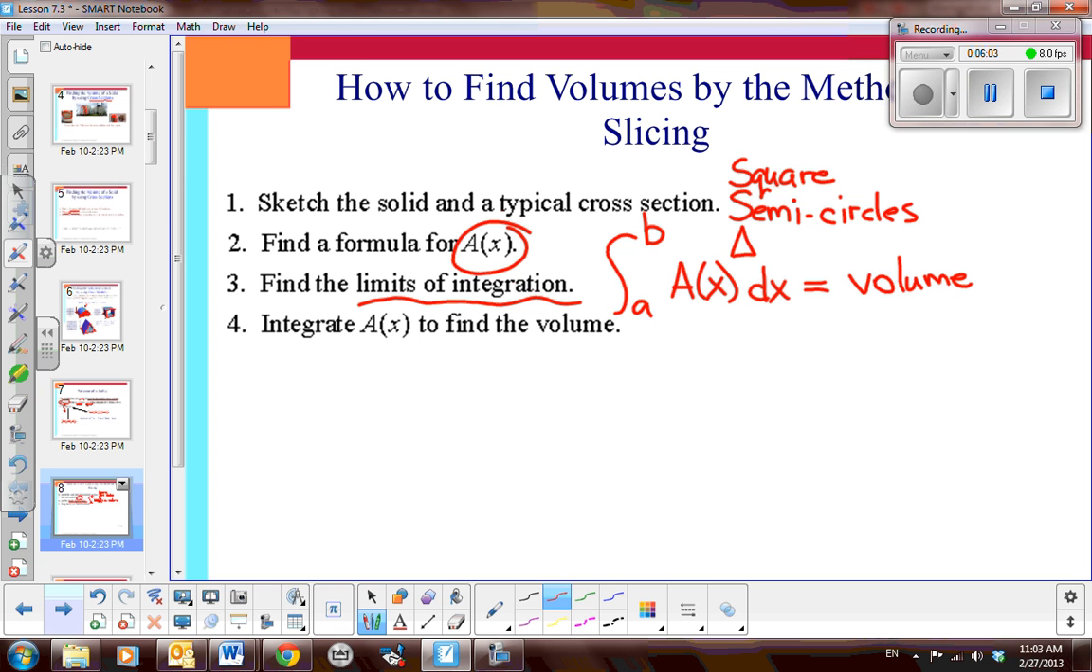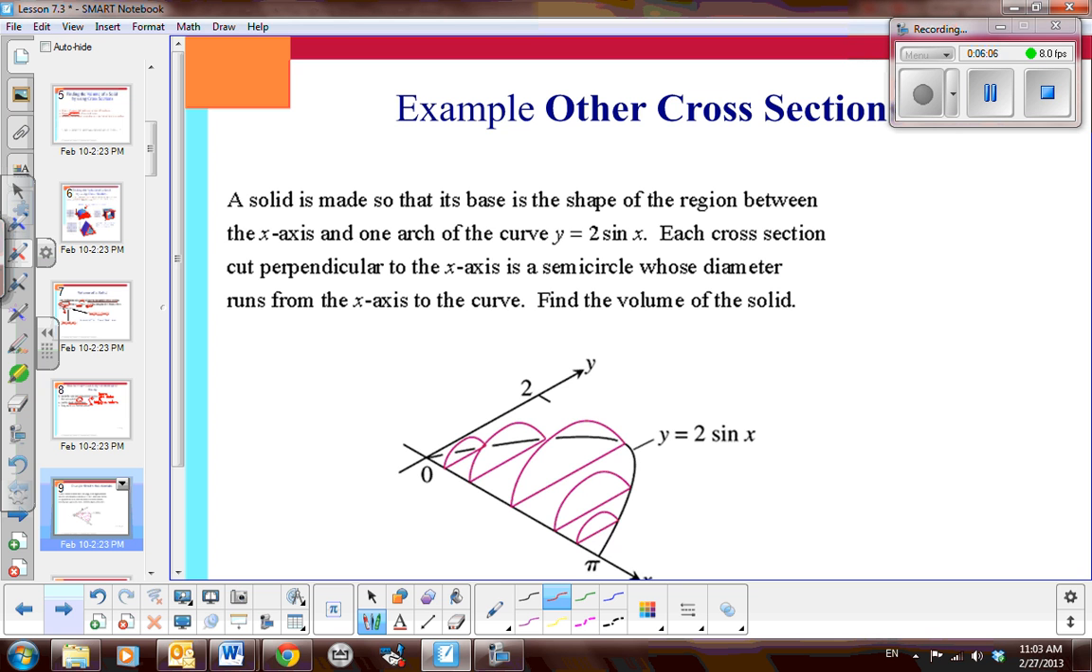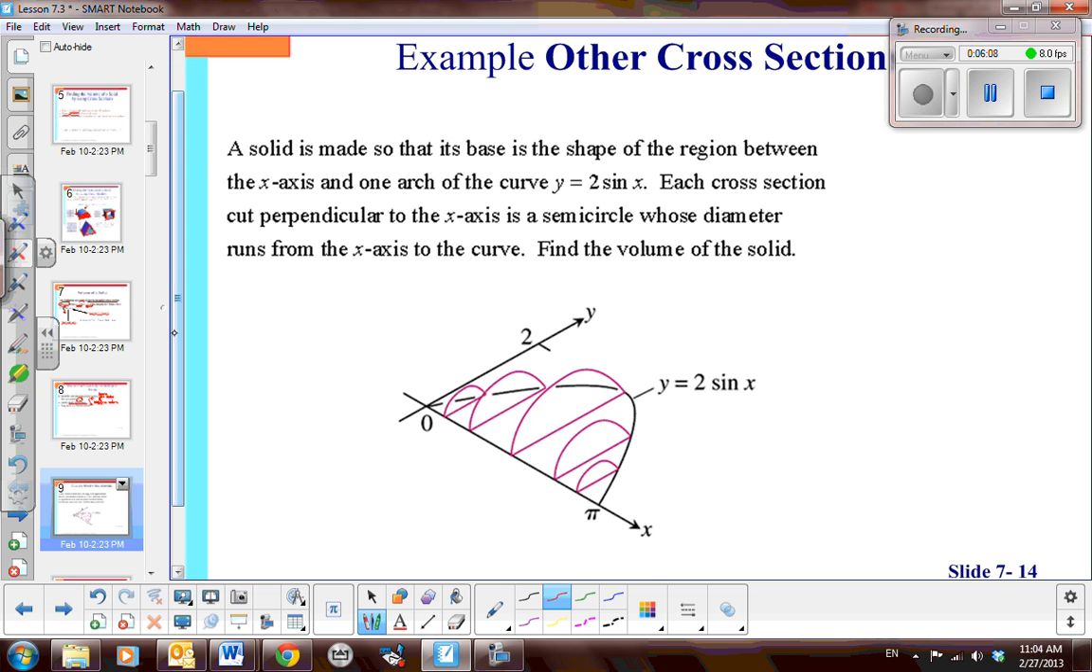So let's look at an example. Let's start with an example that's drawn for us, because sometimes the drawing can be kind of crazy. So we have a solid here. You can probably see the solid being formed by my semicircles. And we are told that its base is the shape of the region between the x-axis and the arc of the curve y equals 2 sine x. So we can see here, here's the arc of y equals 2 sine x, and here is the x-axis. This forms the base of my region, okay?